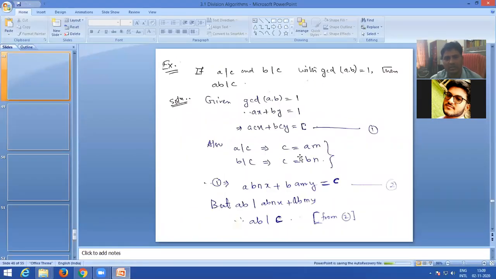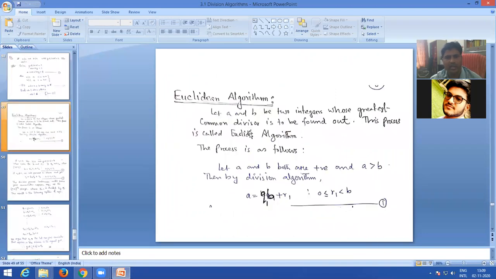We will discuss in the next class this Euclidean algorithm. So this is all about for today's lecture. From next class I will start Euclidean algorithm.